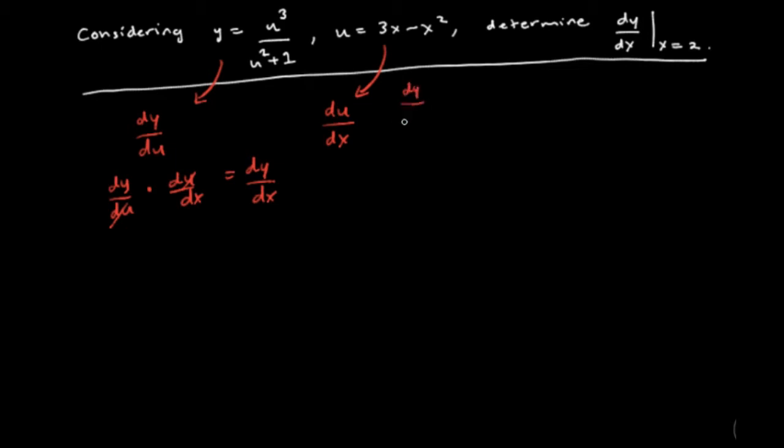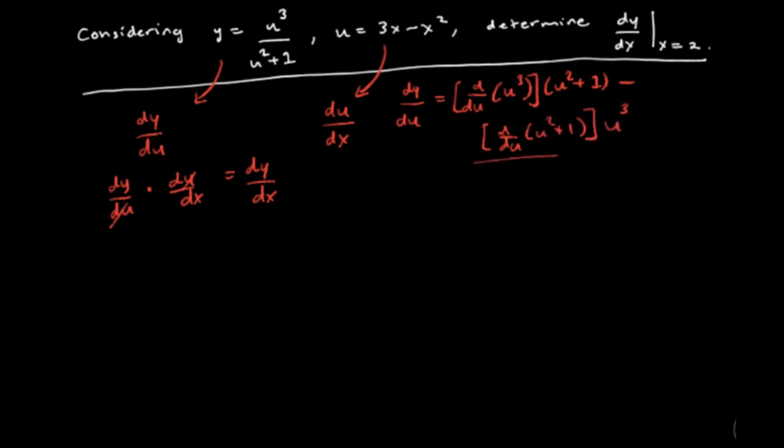So let's first find the derivative of y with respect to u, dy over du. You're going to have to utilize the quotient rule here. First I'm going to do the derivative of the numerator, u cubed, times the denominator u squared plus 1, minus the derivative of the denominator, d over du of u squared plus 1, times the numerator u cubed. And then this is going to be divided by u squared plus 1 squared.